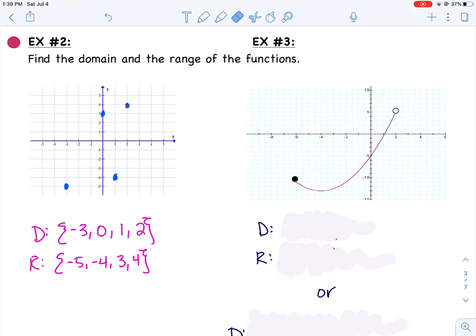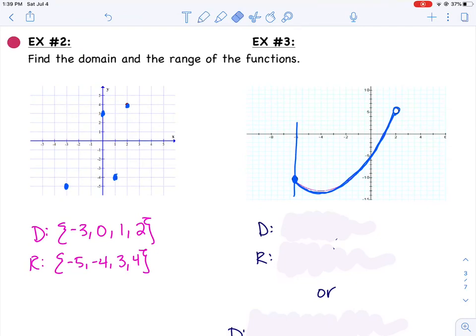Okay, what happens if it's not just dots? So look at example number 3. What happens if there's an actual path? Well, think about your domain as your x's. If you start at the very left point and you follow the path, what x values do you end up walking along, hitting? Well, it looks like I started at x equals -6, and there's a closed dot there, so I want to make sure that I include -6. And then I walked along the path and I hit every single x value until I got here and I stopped at x equals 2. And I didn't include x equals 2 because of that open circle.